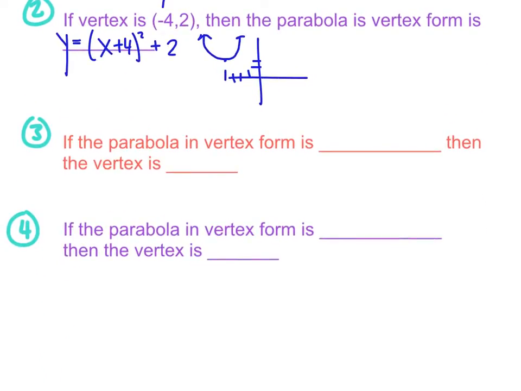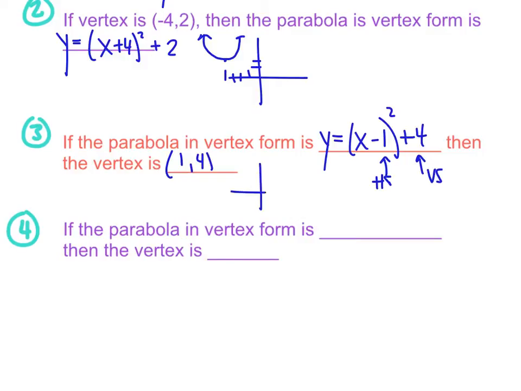Number 3, if the parabola in vertex form is, let's say y equals (x minus 1) squared plus 4, then the vertex is what? Well, again, this is my horizontal shift and my vertical shift. The horizontal does the opposite, so if I see a negative 1, it's actually going to go right 1 and up 4. So again, if I were to graph that, I'm going to go right 1, up 4, make my parabola there.